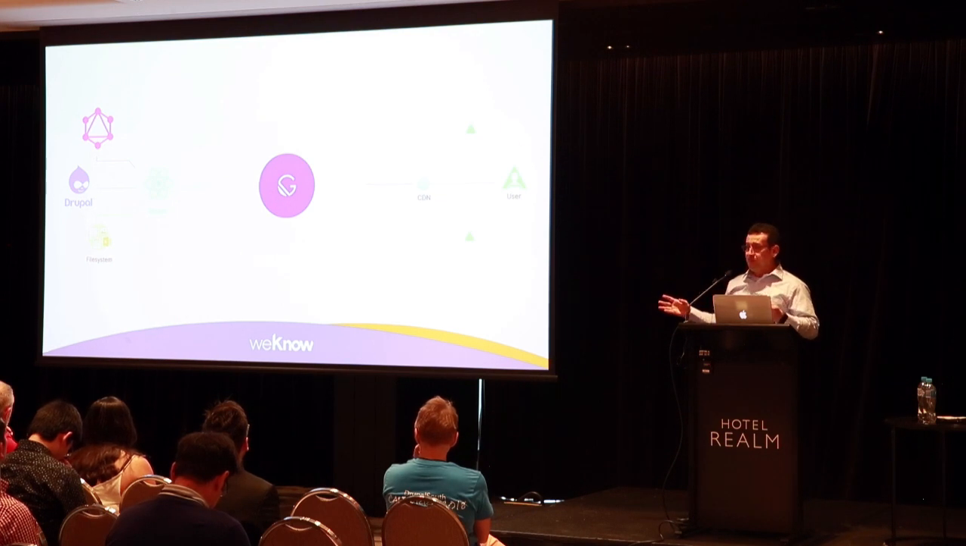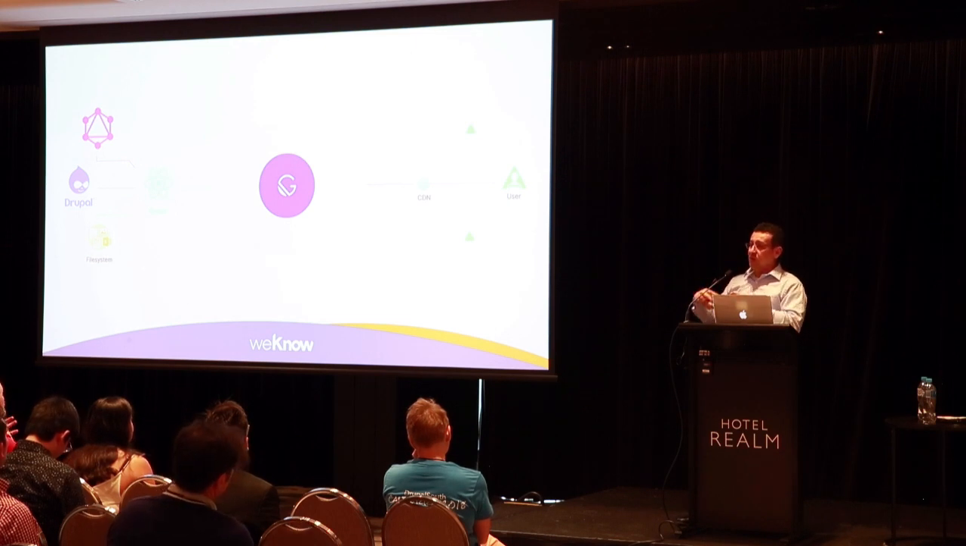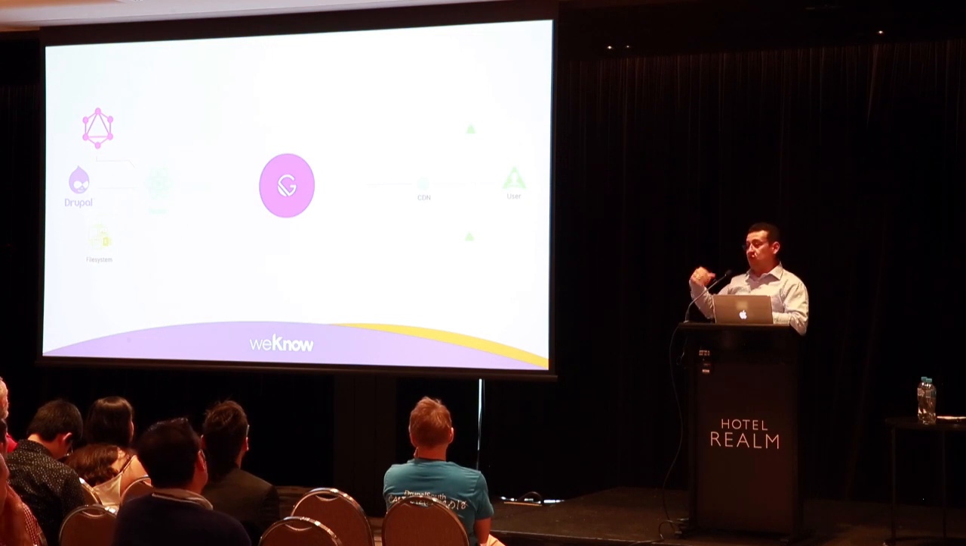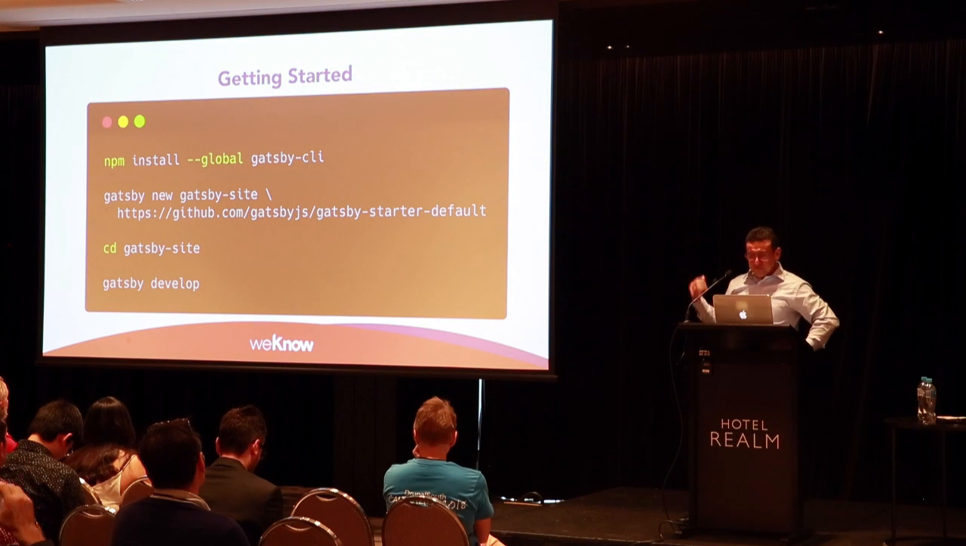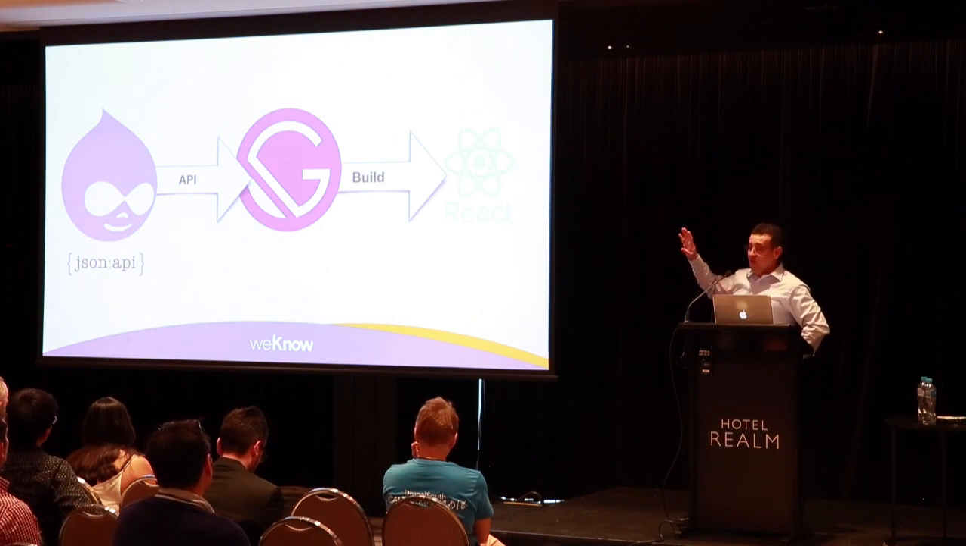What Gatsby does in development is fetch the information using JSON API and create a temporary database on your machine, and then you can create transformations and use React to create a front-end application. And when everything looks nice, you run a process to build all the static content and push it into the site. Gatsby is a Node.js application. It's easy to install.